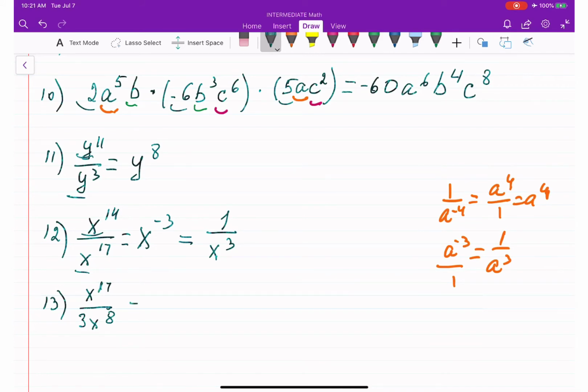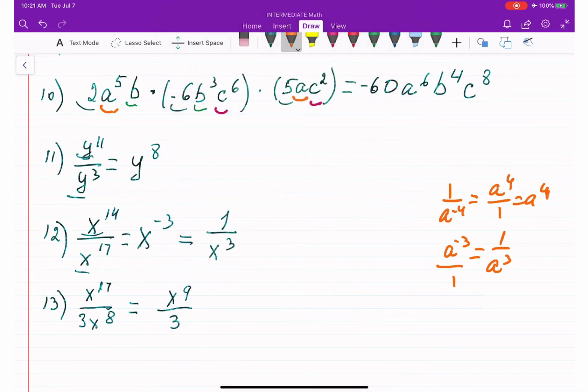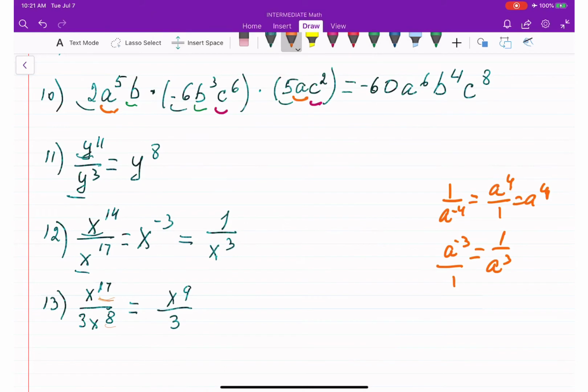So what we are going to have here, x to 17 minus 8, it's going to be 9. So x to 9. And here we have 3. And that's it. Keep in mind, because the 17 is greater than 8, you leave the remainder in the position of bigger exponent. See, 17 is greater than 8, then 9 is going where 17 was. Here is 17 greater than 14, then it's going to be 1 over x to power 3 here. It's going to stay here, okay, in denominator.